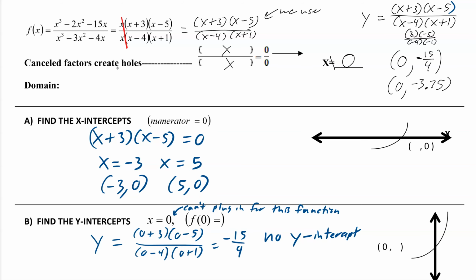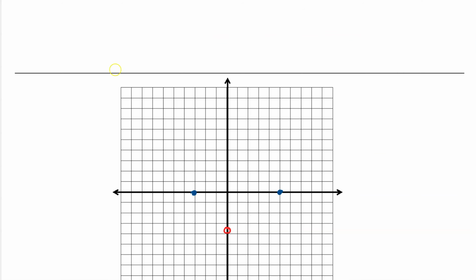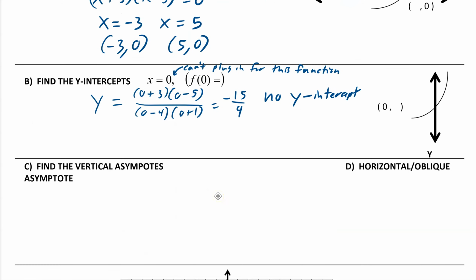All that means is that when you graph this, you can't graph a point on the y-axis, because there's a hole. There it is right there. So our function will go through it as if there was a y-intercept. There just isn't. So we now move on to vertical.